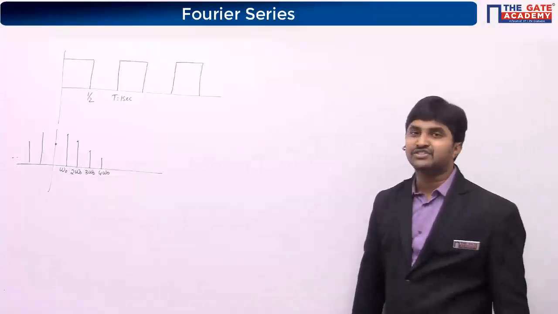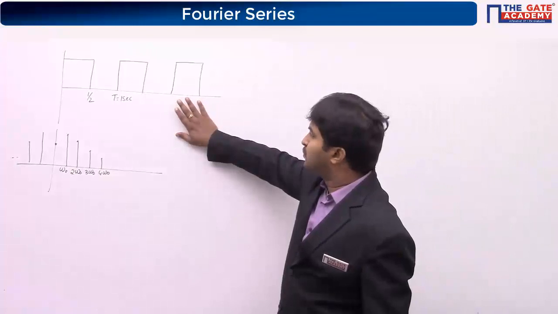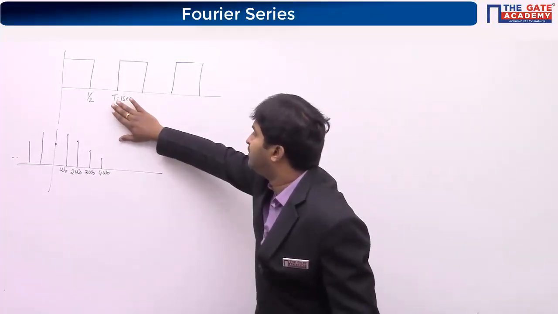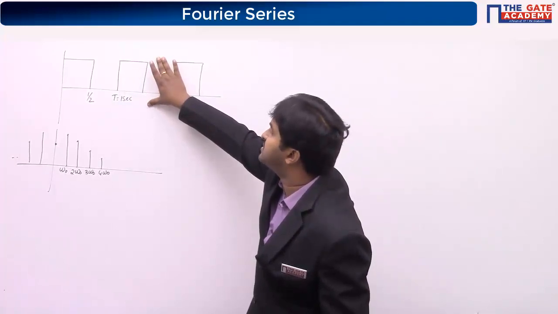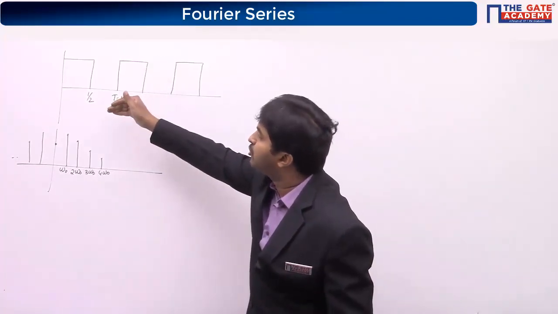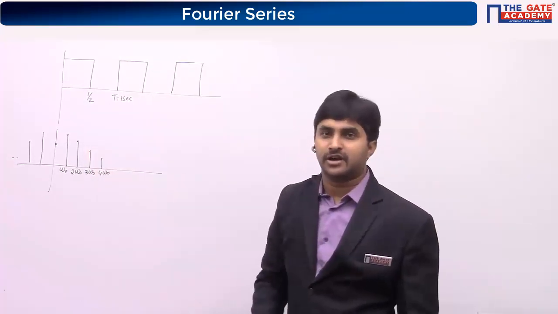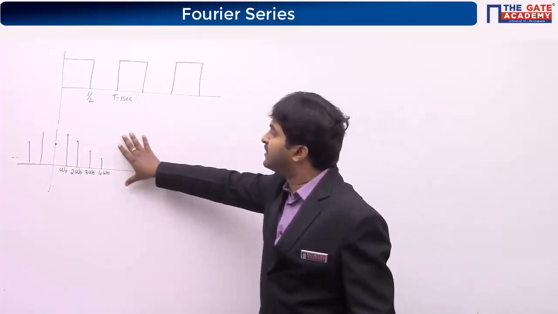So now let me consider a signal which is periodic and has a time period of 1 second. Because it is periodic with a time period of 1 second, its corresponding complex Fourier series coefficient spectrum can be something like this.